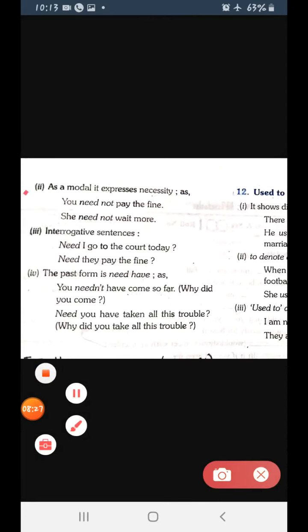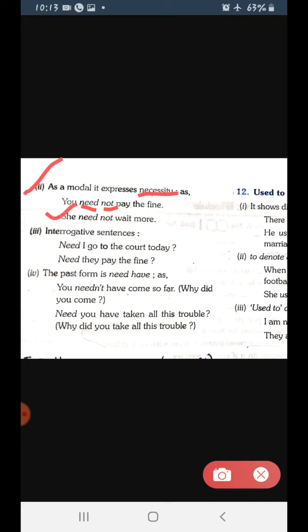Okay. As a modal, it expresses necessity. Necessity means something required. Example, you need not pay the fine. That means you do not need to pay the fine. Okay, here it is a negative sentence. Can you see not? Not shows the negative statement. So here it shows the necessity. That means you need not pay the fine. आपको फाइन देने की जरूरत नहीं है.